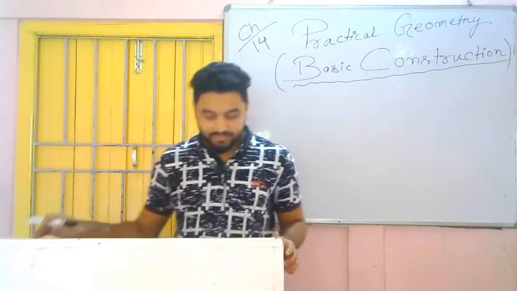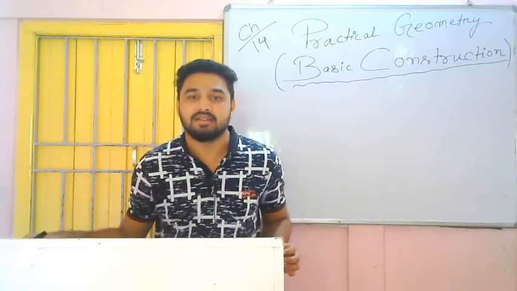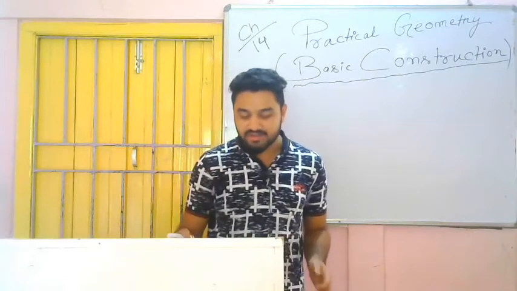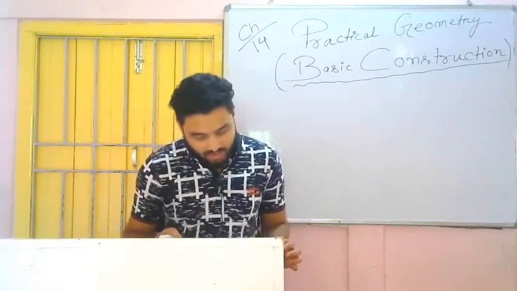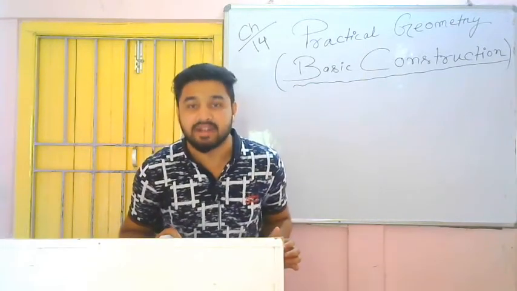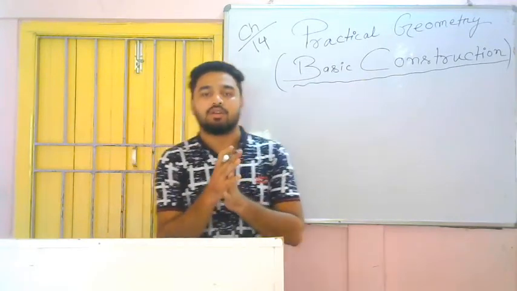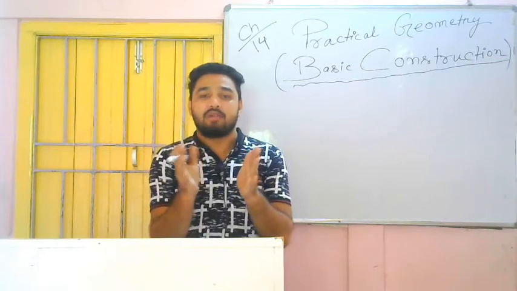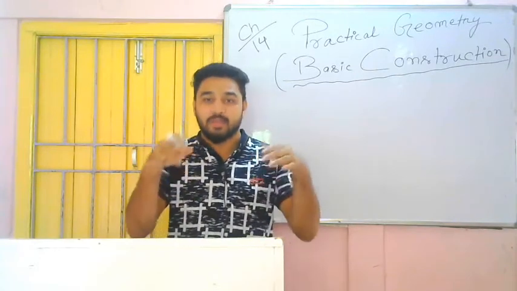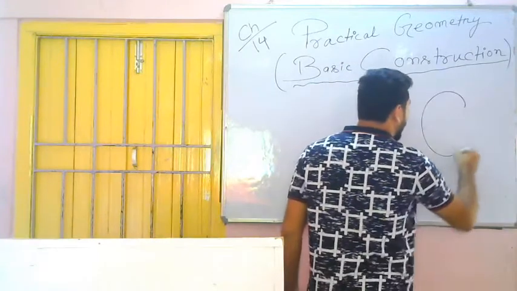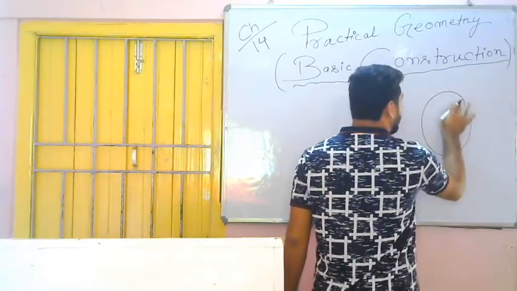we will start exercise 14a. The first question is, draw a circle of radius 3.5 centimeter. That means we have to draw a circle. We generally have an idea of the shape of the circle. We know that this is the shape of a circle.